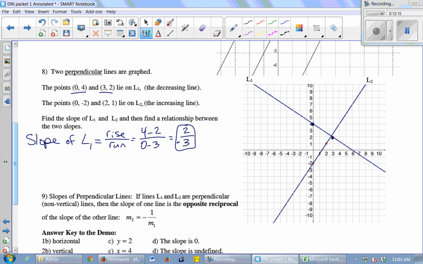Okay, now I'm going to look at line 2, which appears to be perpendicular to line 1. Points on line 2 would be (0, -2), and there's (2, 1), there's another. And I want to find the slope of the line through those two points.